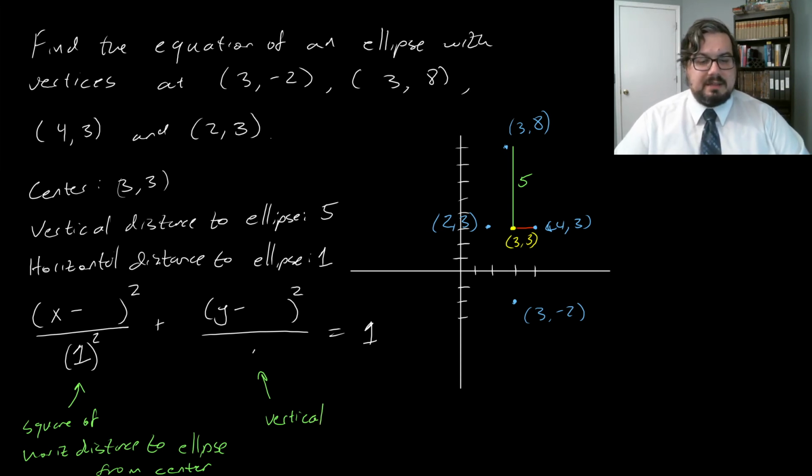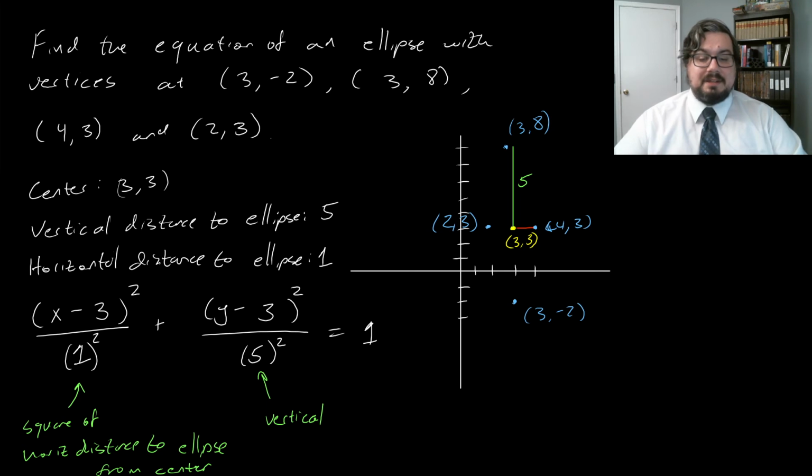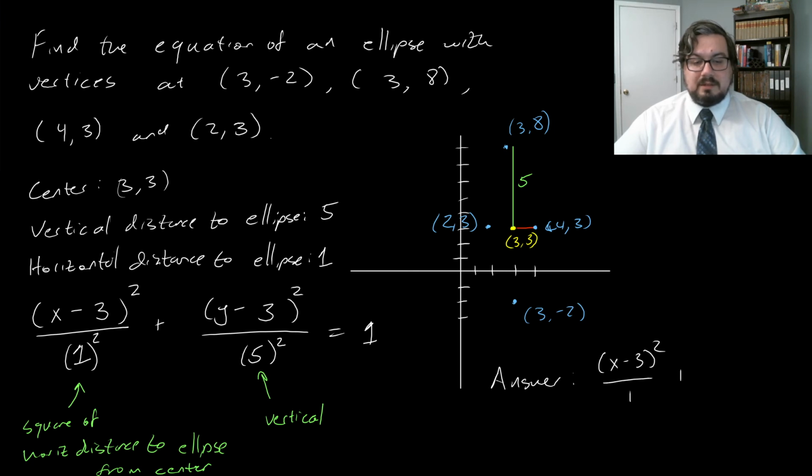So we have that the vertical distance from the center out to some point on the ellipse is 5, and therefore the denominator of the y term is going to be 5 squared. And then we put the coordinates of the center in the numerators here, x minus 3, y minus 3, because the center is at 3, 3. And so we have our answer. The equation is (x minus 3) squared over 1 plus (y minus 3) squared over 25 equals 1.